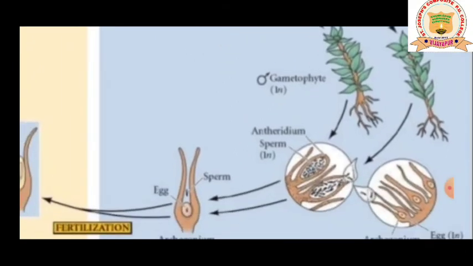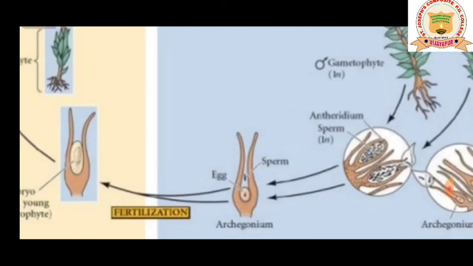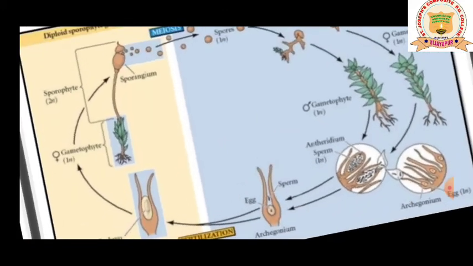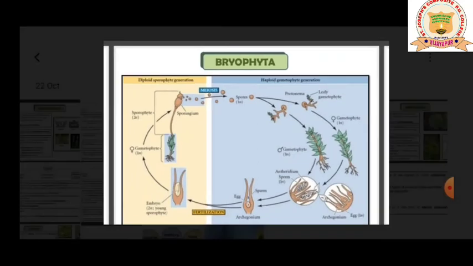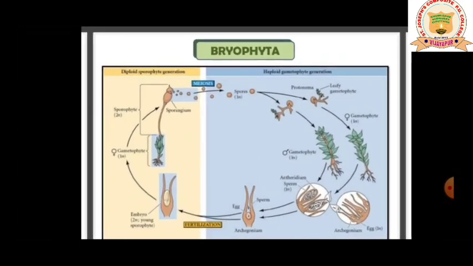One will develop into an antheridium, another will develop into an archegonium. Can you see? Then these two fuse and again they form a zygote. The zygote will not go for division, it will continue in the form of sporophyte. This is the peculiarity of your bryophytes. Have a look. I hope it is clear to you.